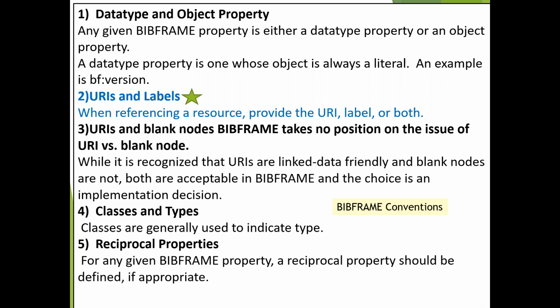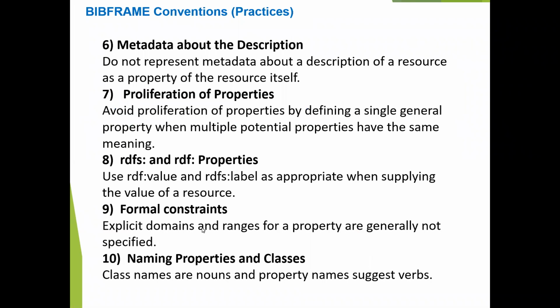Reciprocal properties: if there is a relationship between the properties, this would be our elements, make that relationship if appropriate. A few other things, we already talked about RDF and being able to see that. They have defined, this is the BibFrame terminology, class names as nouns and property names that suggest verbs, so they're just telling you their definitions for those things.